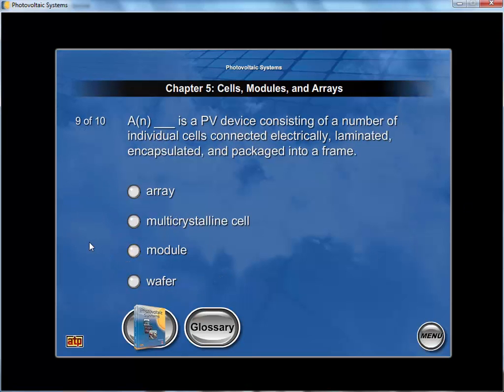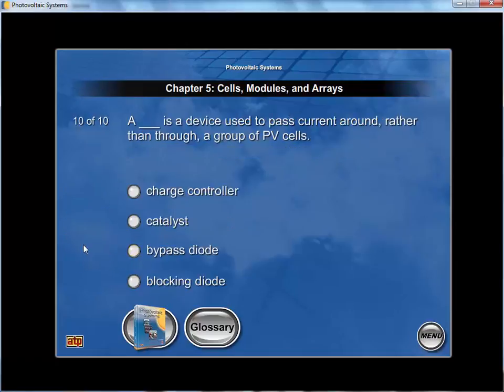Cool. A blank is a PV device consisting of a number of individual cells. That's the module. Yeah. A blank is a device used to pass current around rather than through a group. Bypass diode would be my guess. I would guess bypass diode too. I don't know. Right zone.